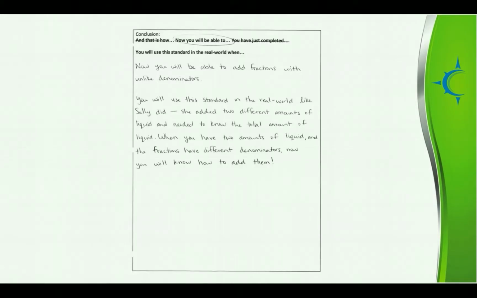The final piece concludes the script, reiterating the objective and how it relates to the real world. The presenter wrote, "Now you will be able to add fractions with unlike denominators. You will use the standard in the real world like Sally did. She needed to add 2 different amounts of liquid and needed to know the total amount of liquid. When you have 2 amounts of liquid and the fractions have different denominators, now you will know how to add them."